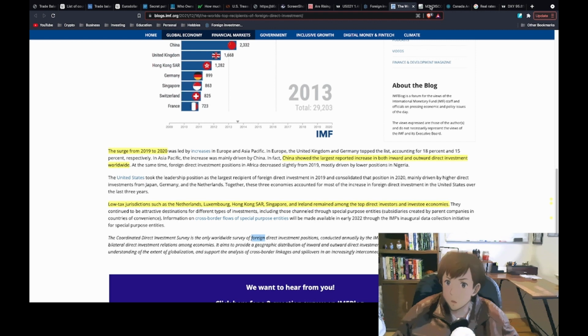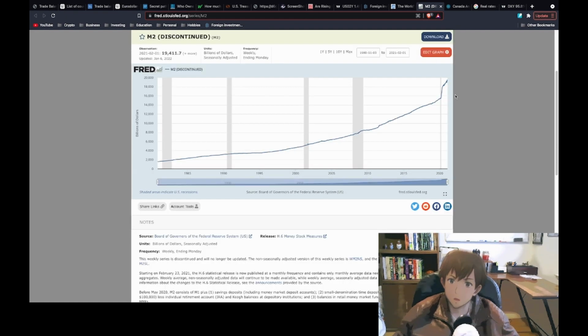All right, so let's move over here and take a look at the chart of M2, which was actually discontinued, but I think it's still worth looking at just to get a visual of the concept that we're talking about.